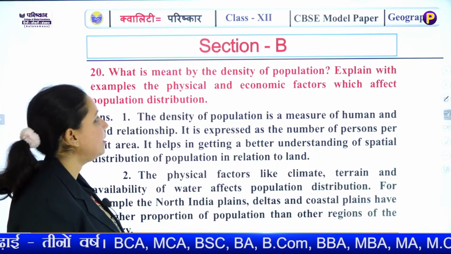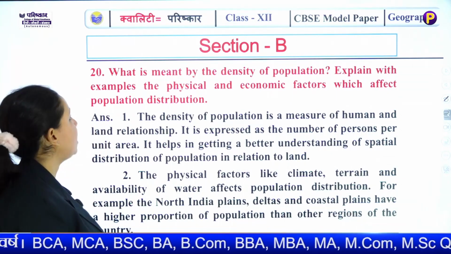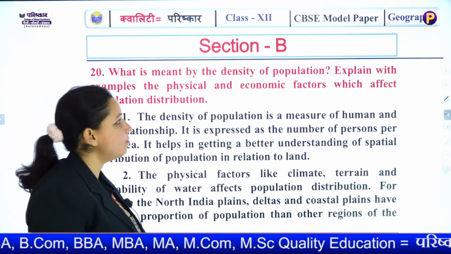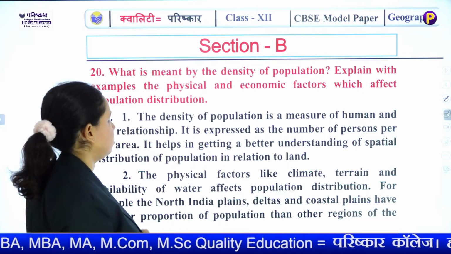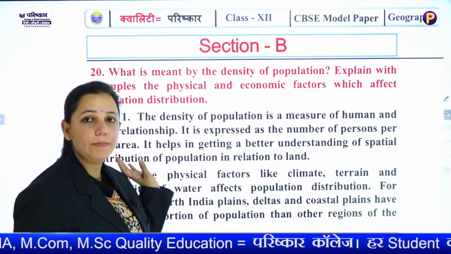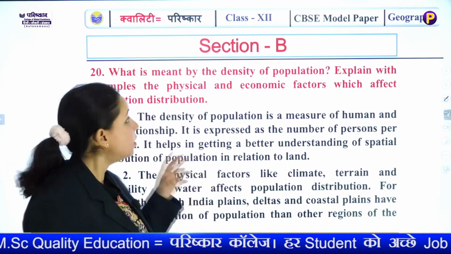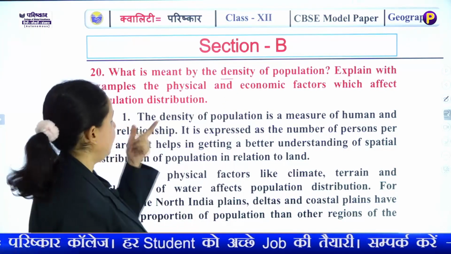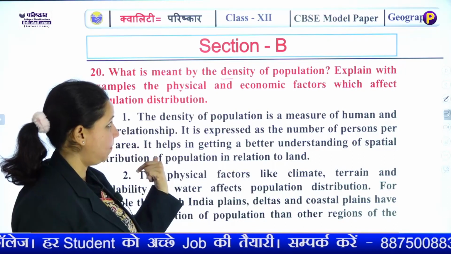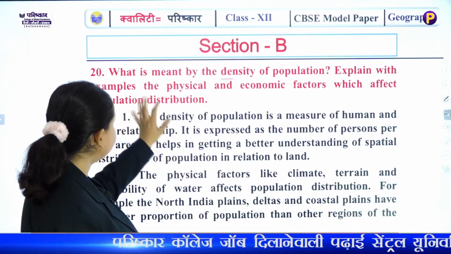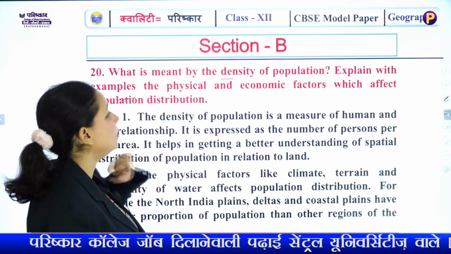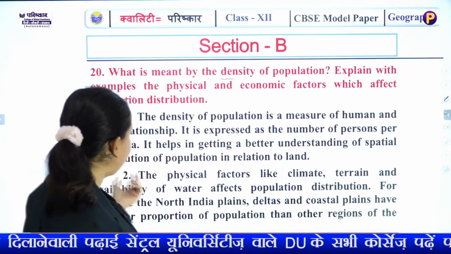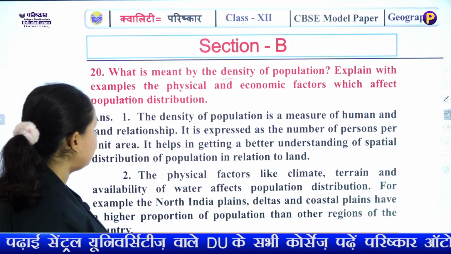What is meant by density of population? Explain with example the physical and economic factors which affect population distribution. Now this question comprises 2 parts. First you have to answer what you mean by density of population. In the next part, you have to explain, with examples, the population distribution. So let us see how you will write the answer.